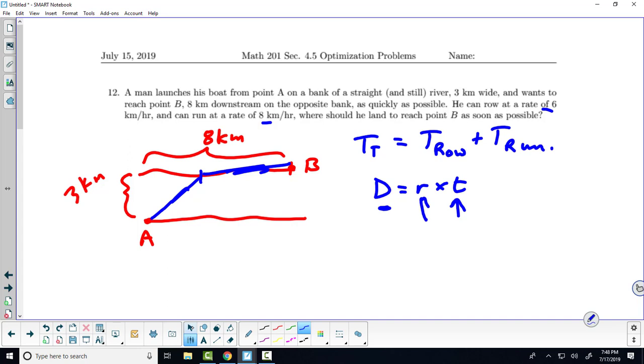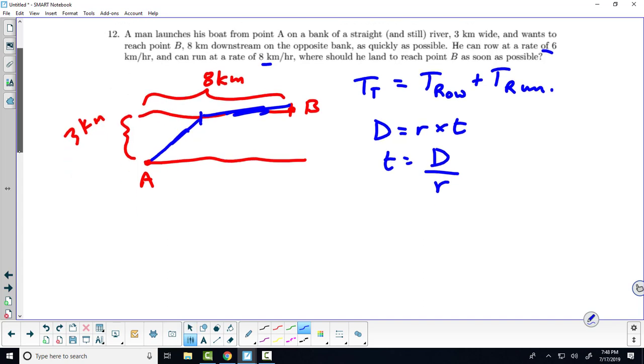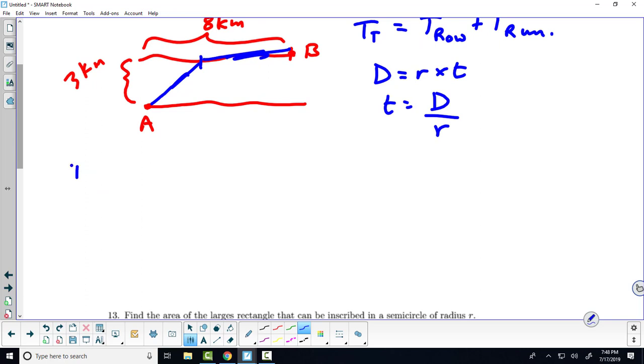Okay? So distance is equal to rate times time, which means that time is equal to the distance over the rate. Your time is equal to your distance over your rate. So that means that the total time you spend is equal to the distance that you row over the rate that you row, plus the distance that you run over the rate that you run.